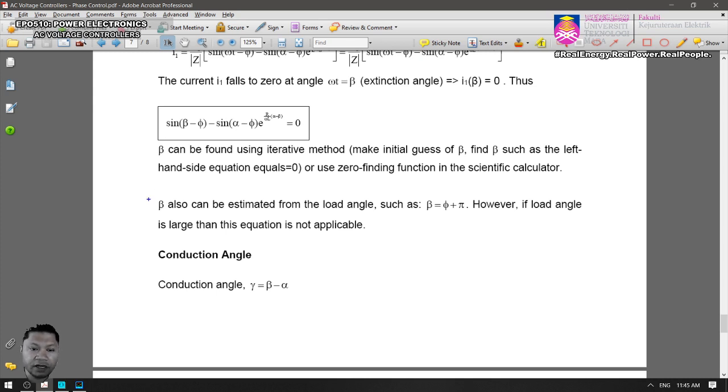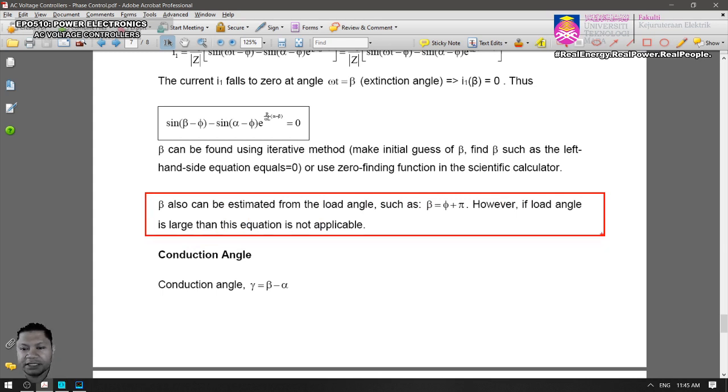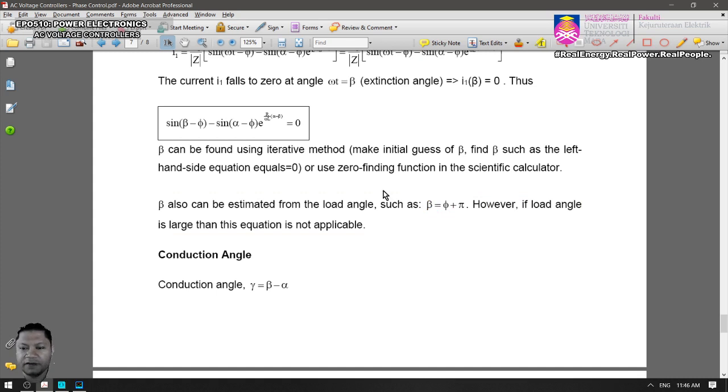Or beta can simply be estimated from the load angle, such that beta equals phi plus pi. However, if the load angle is large, then this equation is not applicable. It is actually limited to the load angle. If the load angle is very large, then you cannot use this equation anymore. You have to use the current equation to get beta. So this estimation of beta equals pi plus phi, where phi is the load angle.